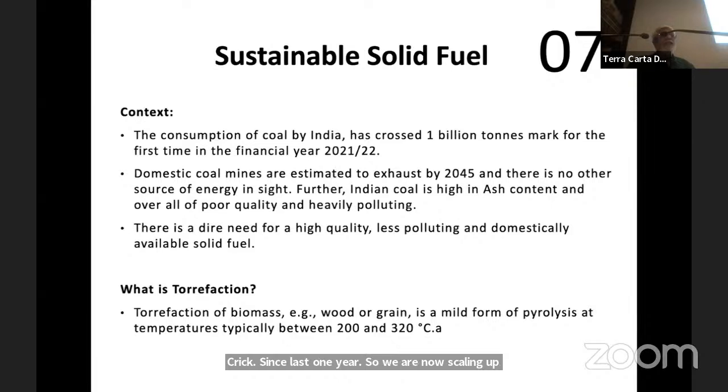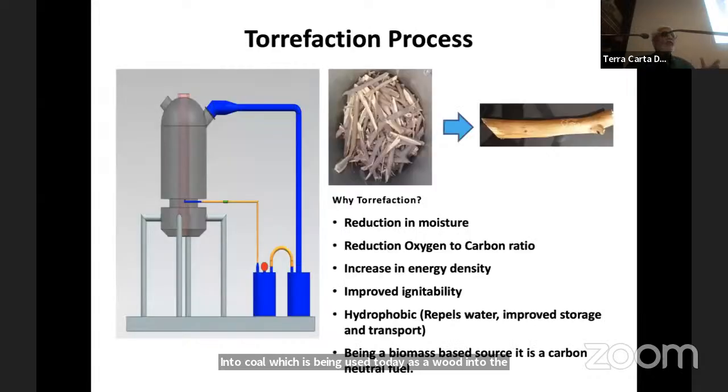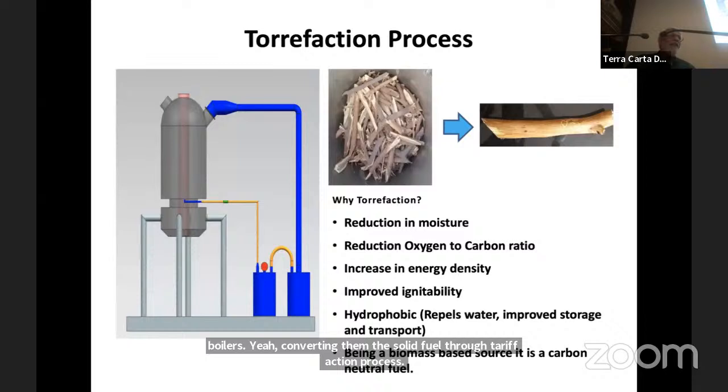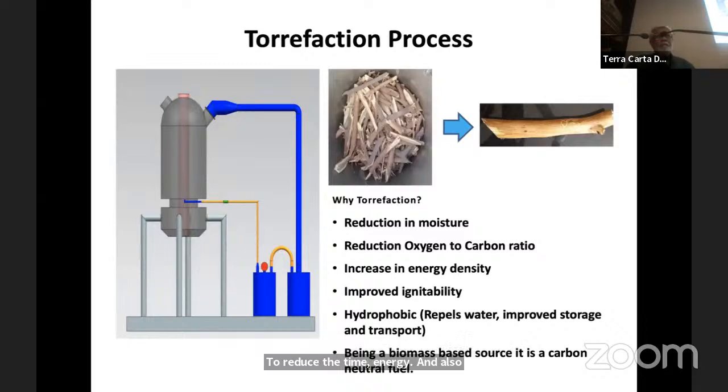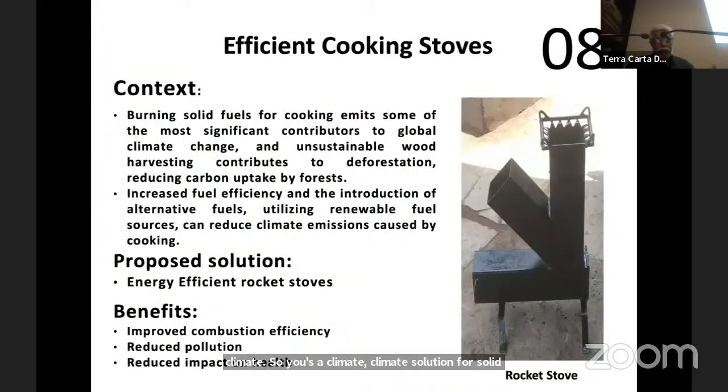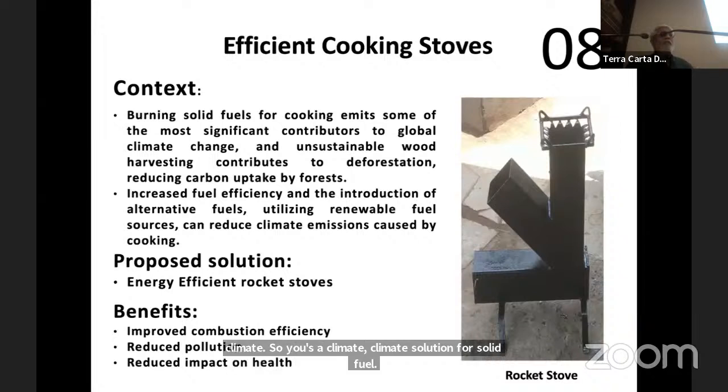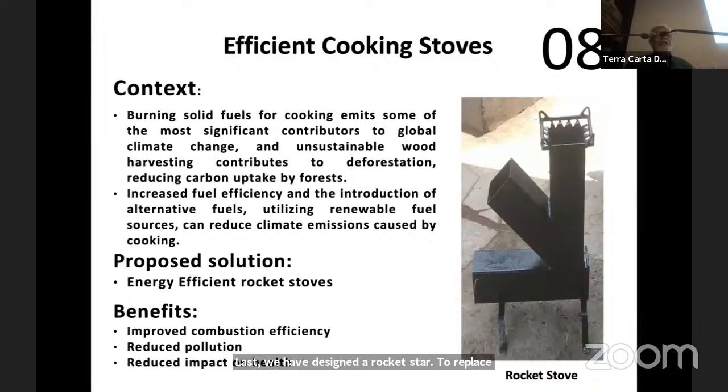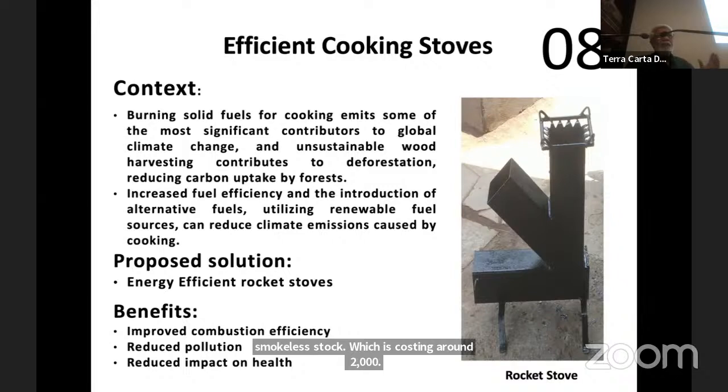Another thing we are working on is converting Prosopis juliflora, locally called Gandobawal, into coal, since it is being used today as wood in the boilers. We are converting it into solid fuel through the torrefaction process to reduce the time, energy, and also its impact on climate. So it's a climate solution for solid fuel. Last, we have designed a rocket stove to replace the smokeless stove, which costs around ₹2,000, but is very efficient. It reduces consumption of fuel by 1/3.